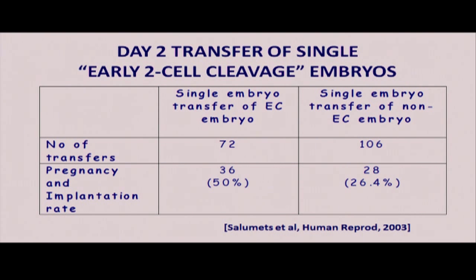This is a study out of Sweden. It was an old study, so not using these video technologies, but if you're able to look at a single embryo transfer where you've looked at an early 2-cell cleaving embryo, so you're able to identify the embryo that went to the 2-cell stage first and you transfer it, you can get a double pregnancy rate compared to embryos that did not go to this early 2-cell stage.